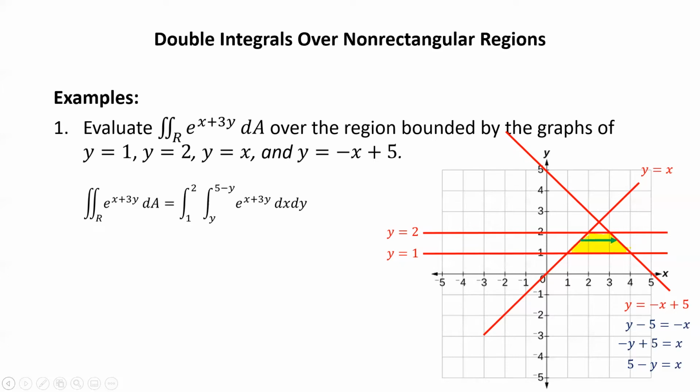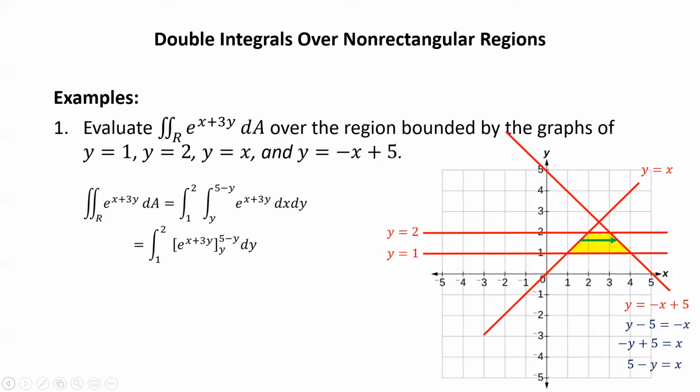Since this is a type 2 region, the double integral is going to be dx dy. The outer limits are given by the two horizontal lines, y equals 1 and y equals 2, and the inner limits are given by the two functions of y. X equals y is the leftmost one, and x equals 5 minus y is the rightmost one. So the lower limit is y, the upper limit is 5 minus y. Now to compute this is pretty straightforward.